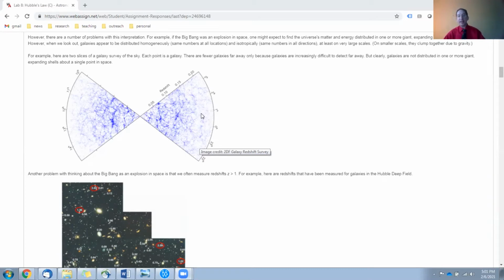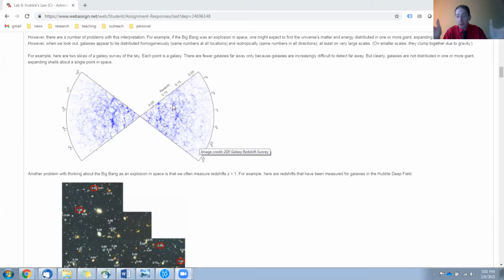However, we understand the sensitivity of our instruments, and when you correct for that sensitivity, what you get is that the galaxies are distributed uniformly throughout all of space. Again, on large scales. On small scales, you can see the material clumps gravitationally.